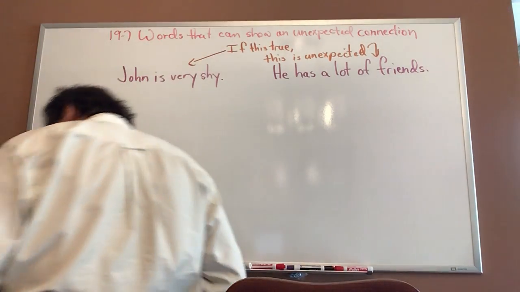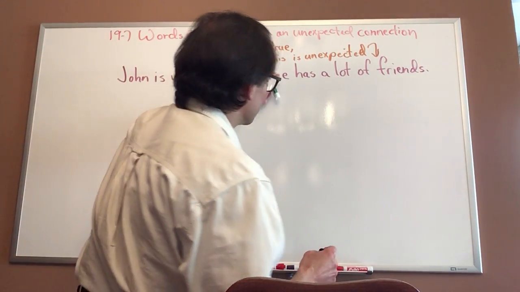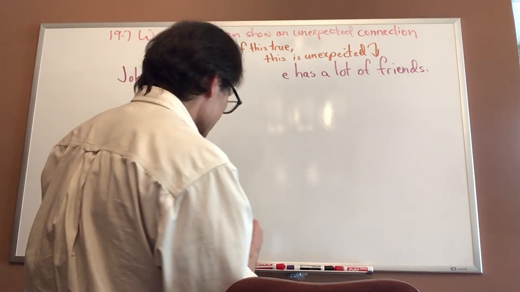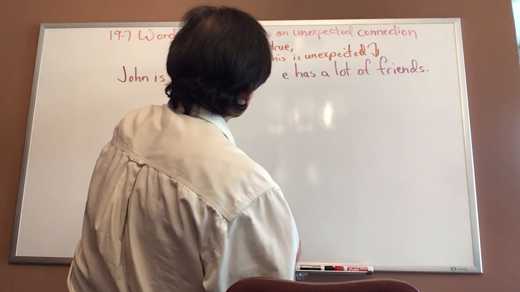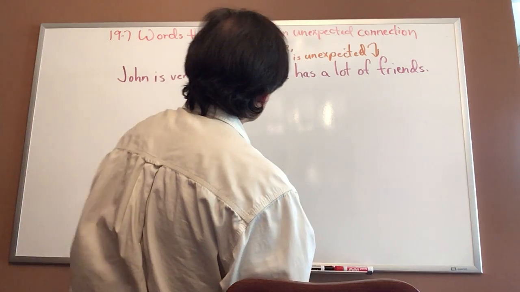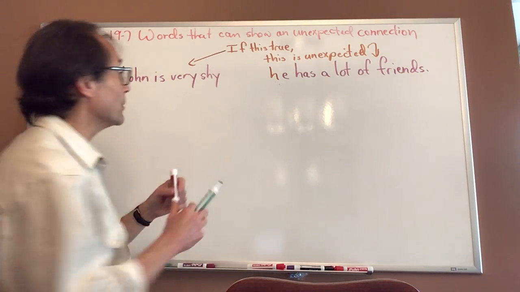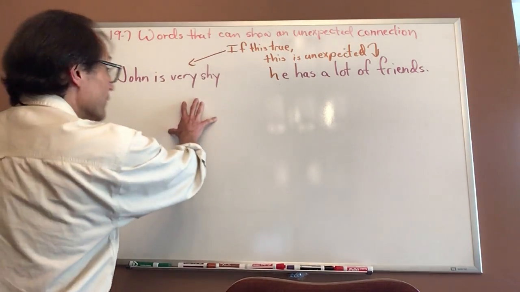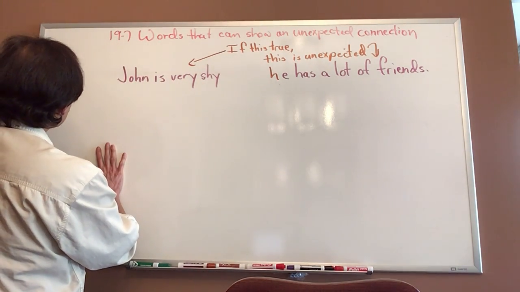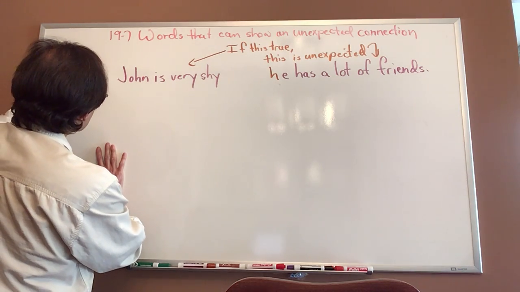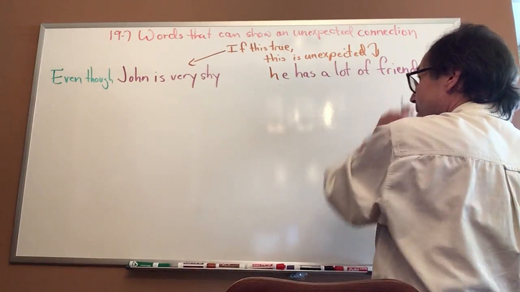So let me get a good color here. Here, we're going to join these two sentences into one sentence. So I'm going to get rid of this period, and I'm getting rid of the capital H, making a small h. So, the first group of words that can do that are, let me give you the first one, even though. And I can say, even though John is very shy, he has a lot of friends.